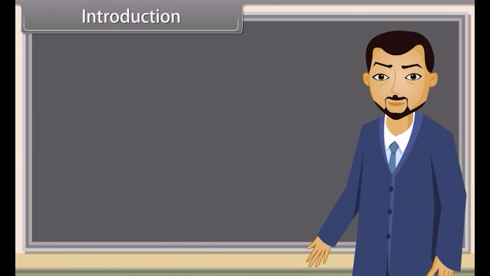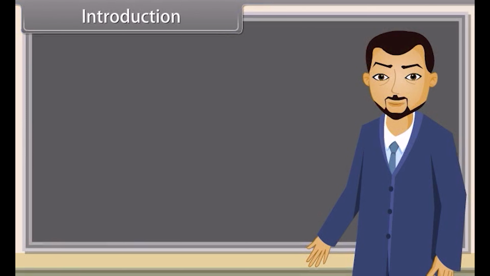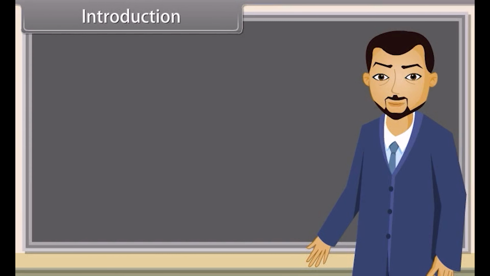It is the use of microorganisms such as bacteria to perform specific industrial process. Well said, Ritu. Can anybody tell me what are the processes for which biotechnology is used? There are many processes for which biotechnology is used, such as gene transfer for identifying diseases, etc. Very good, Pratik. Let's study it in detail. In this lesson, you will learn biotechnology and its application.